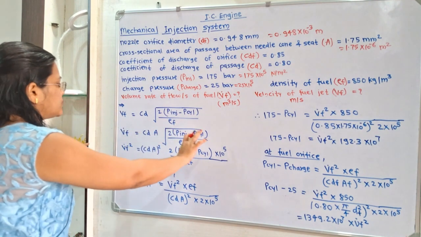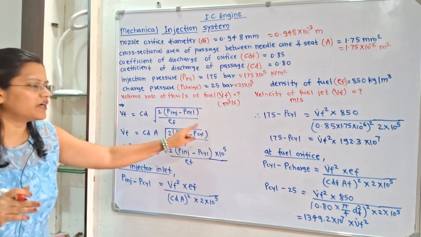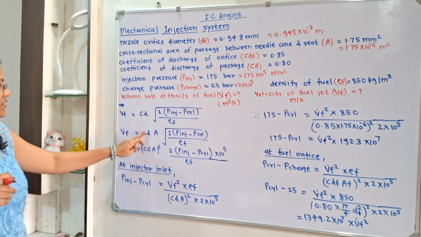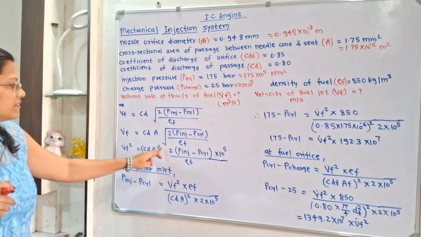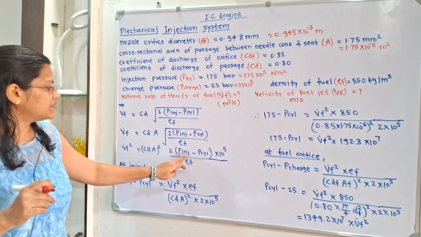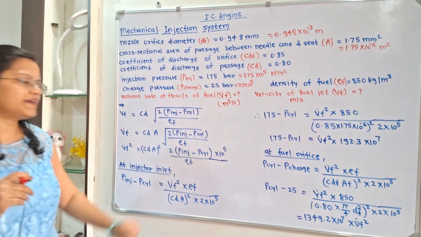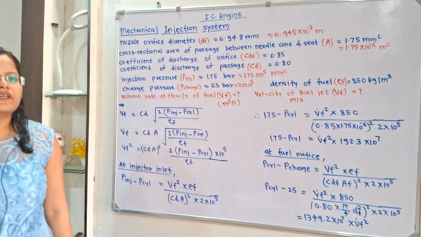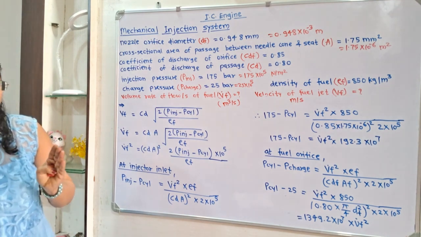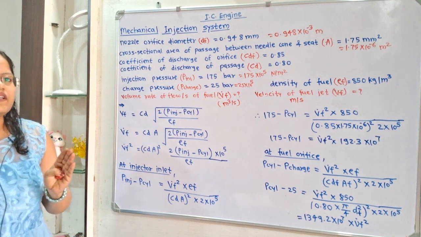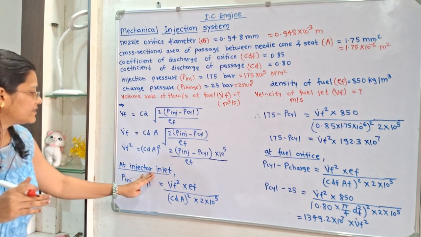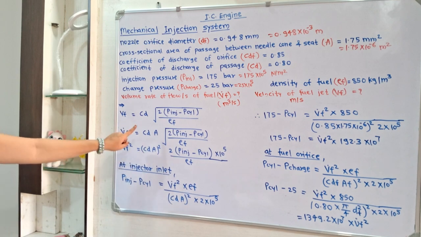Here, how to simplify this? We have to remove the square root, so I will square on both sides. Then V dot F square is equal to CDA bracket square, times 2 into P injection minus P cylinder into 10 raised to 5 divided by rho F. So the square root is removed. Now there are two types: the first is at the inlet of the injector, and the second is at the fuel orifice. At the injector inlet, this CD is given.